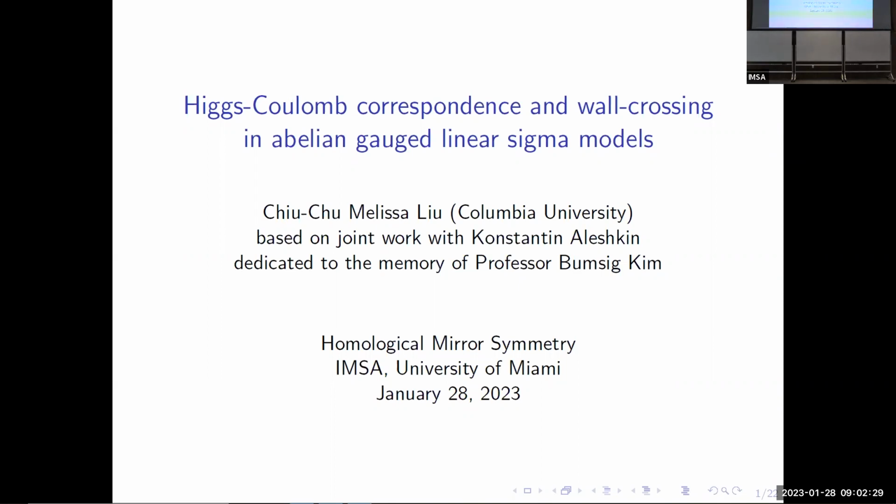There's a warning that the Coulomb range in my talk will be different from the Coulomb range in Sergei Gukov's talk and Nikita Nekrasov's talk. It's not hyperkähler. This is based on joint work with my colleague, Konstantin Aleshkin. We would like to dedicate this work to the memory of Professor Bumsig Kim. As you will see, our work relies heavily on his work, and he has done most of the hard work.